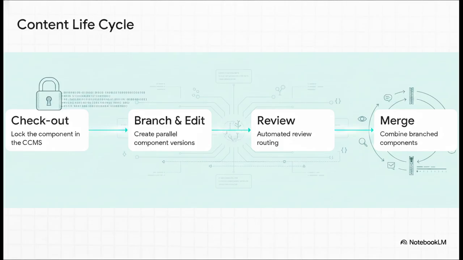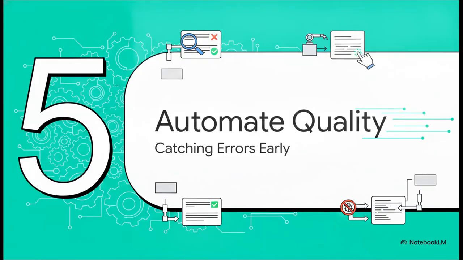Step 2. You branch and edit your specific instance. Step 3, the content goes through an automated review routing. And finally, Step 4, merge. You optionally merge those branched components back together into a new, single source of truth when the product drops. The CCMS tracks the whole shebang, keeping a precise audit trail of exactly who changed what and exactly when they did it. All right, on to our last section.